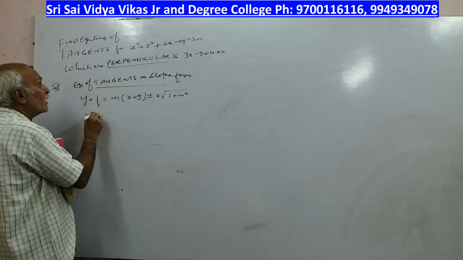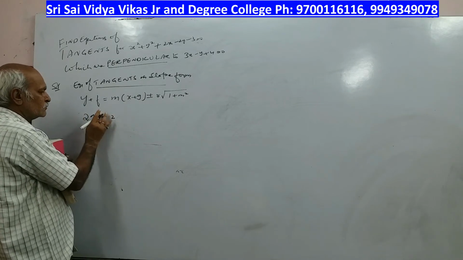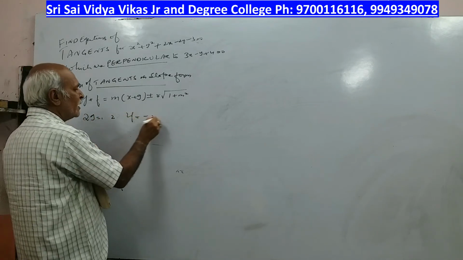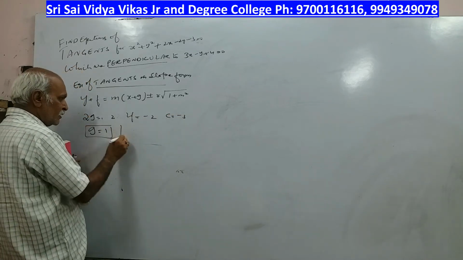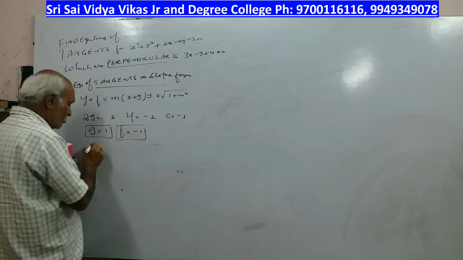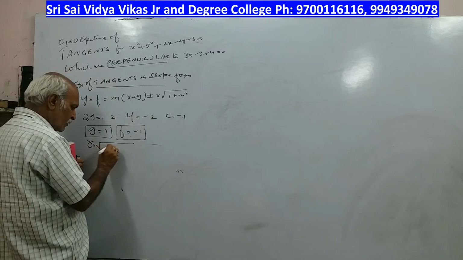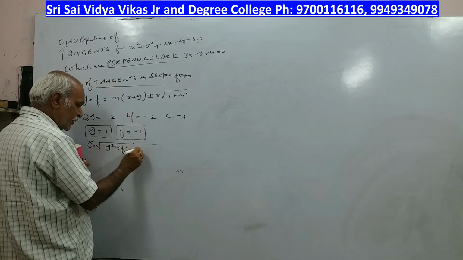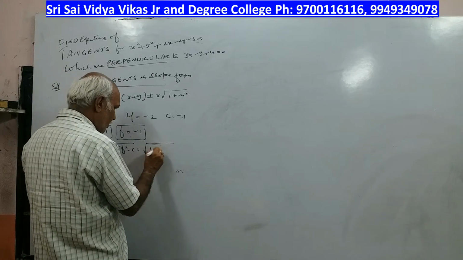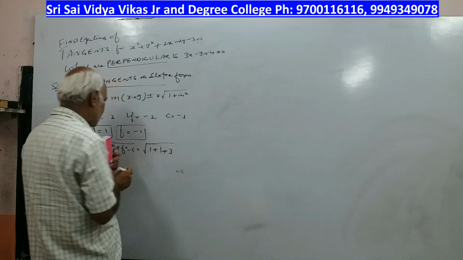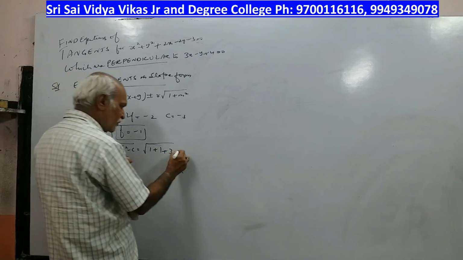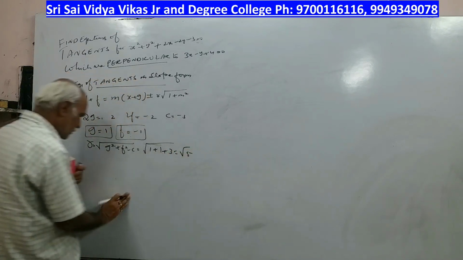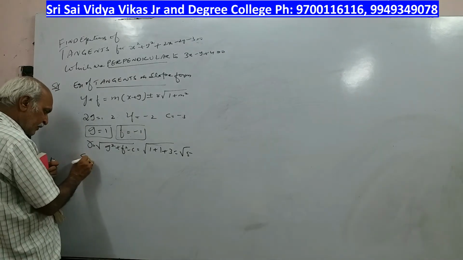Now what is the 2g value? Plus 2. 2f is equal to minus 2. c is equal to minus 3. So g value is 1, f value is minus 1. The radius is root of g square plus f square minus c, so root of 1 plus 1 plus 3. g square means 1 square, f square means 1 square. This is a simple application. The value we get is root 5.